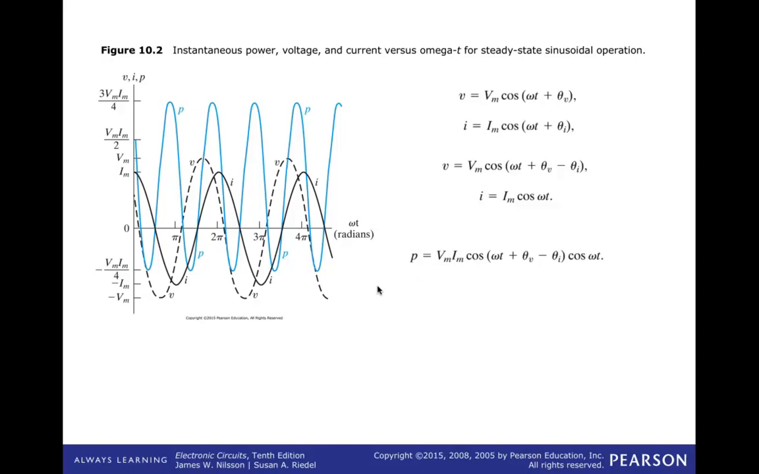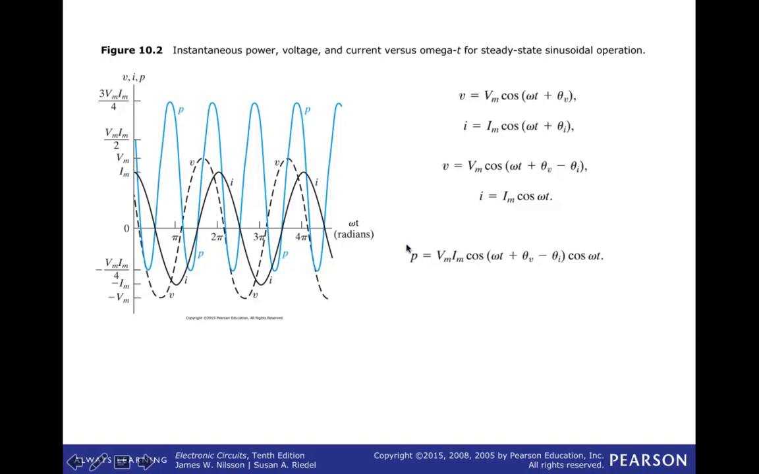Now we're going to work on this a little bit by applying a couple of trig identities, but before we do, I just want you to look at the figure here that illustrates instantaneous voltage, instantaneous current, and then the product of those two, which is instantaneous power. And notice a couple of things here. First of all, the frequency of the instantaneous power is doubled. And also notice that there is a DC offset to the instantaneous power.